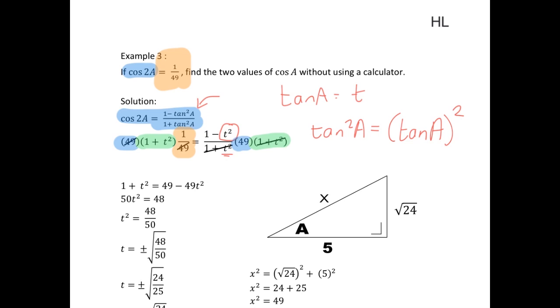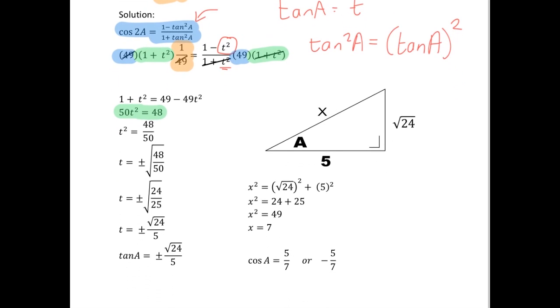Similar to our last question, we're going to get everything involving t on one side, and everything not involving t on the other side. When we do that, we have 50t squared equals 48. So I get that t squared is 48 divided by 50. So t, taking the square root, is plus or minus the square root of 48 over 50, which is the same thing as 24 over 25, just simplifying our fraction. And taking the square root of the top, we just get square root 24, but taking the square root of the bottom, which is square root 25, we just get 5. So we have that tan a is plus or minus square root 24 over 5.